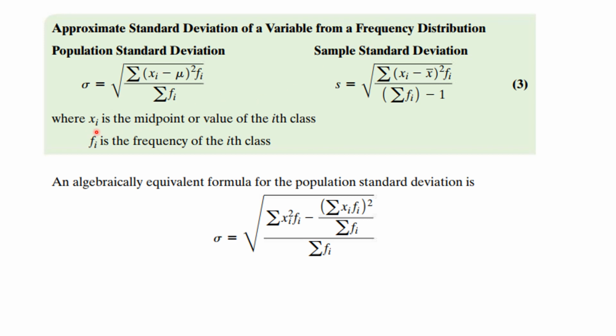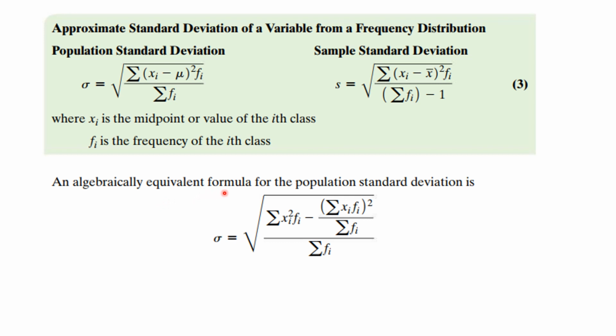The formulas, of course, are different. We have xi as the midpoint, thus representing the ith class, and f sub i is the frequency of the ith class. So you have these formulas. This is for a population standard deviation. You divide by the summation of the frequencies. And this is a sample standard deviation. You divide by the summation of the frequencies and subtract 1.